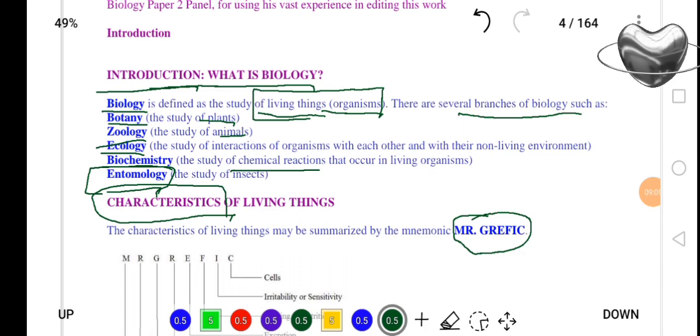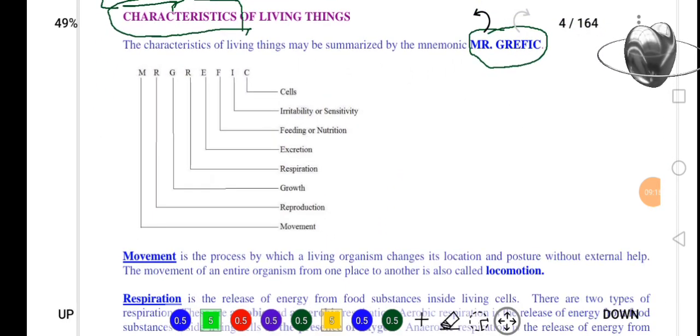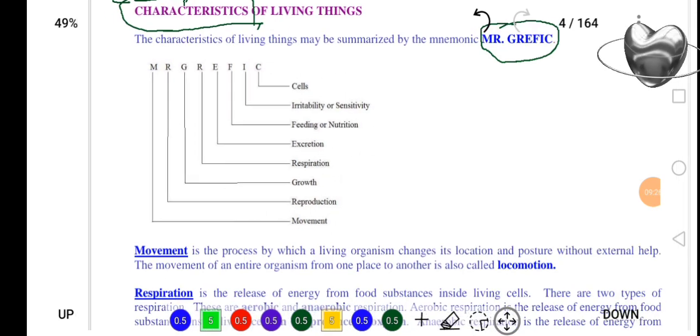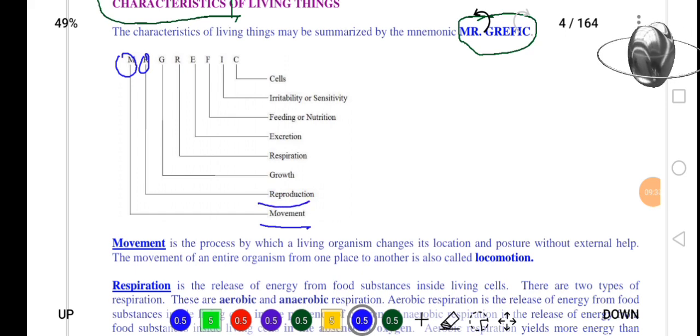Now, in summary, I am not going to discuss this in detail because we'll start explaining each point downward as we go. So, what does it mean when we say Mr. Graphic? We are starting with M. This M stands for movement. R stands for reproduction. Another R stands for respiration.